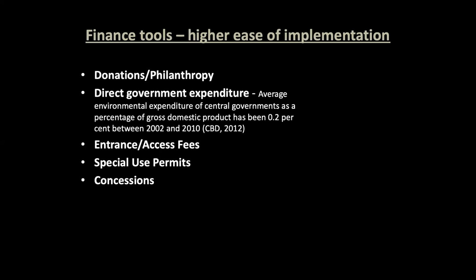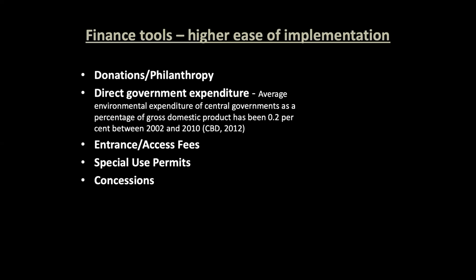Direct government expenditure. This was a quick analysis done by the CBD, and really, it's not a lot of money. The percentage of gross domestic product spent on conservation is only about 0.2%. And if that doesn't sound like a lot, it's true. It isn't a lot. Most governments in many, many different economies prefer spending money on education or health or infrastructure or something like that. Environment spending in terms of central government expenditure has never been a lot, typically in most countries that this study looked at.